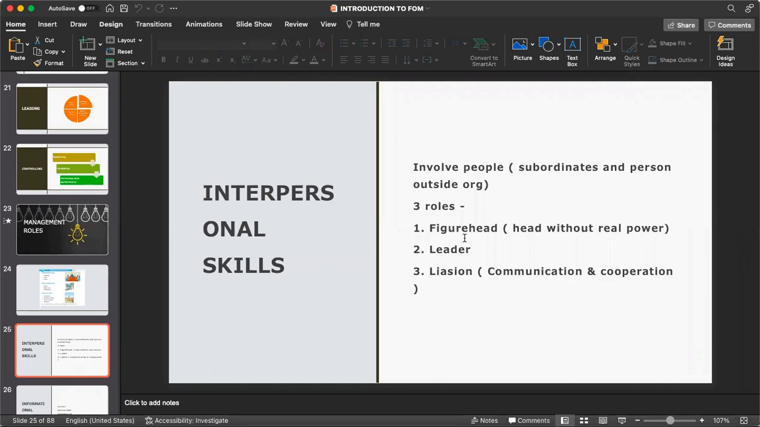Is this clear, guys? Everyone, please, what is figurehead? Is it clear? Shall I move?